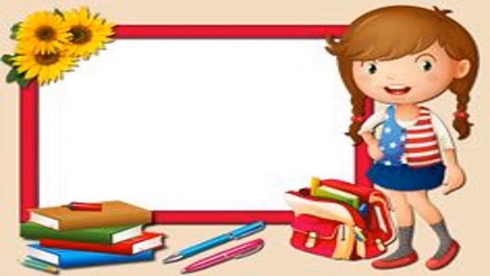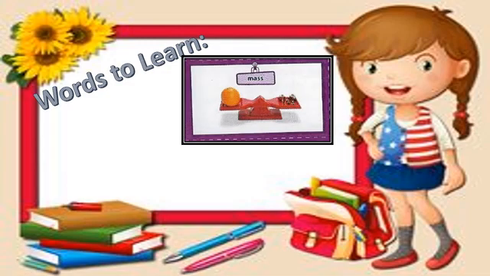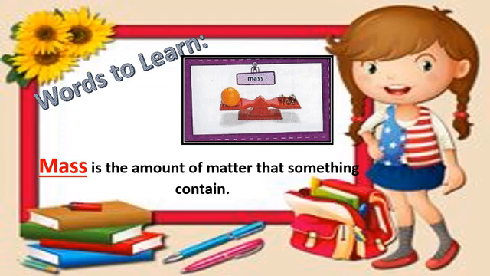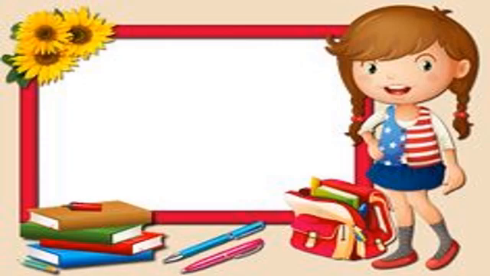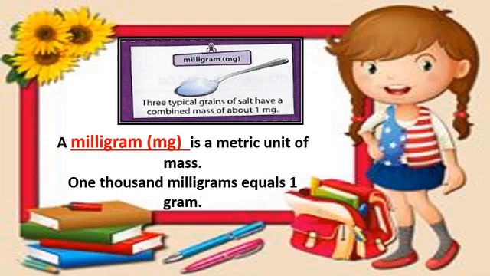Before we start, let's have first the words to learn from this lesson. We have the word mass. Mass is the amount of matter that something contains. Milligram. A milligram, mg, is a metric unit of mass. 1000 milligrams equals 1 gram. 3 typical grains of salt have a combined mass of about 1 milligram.